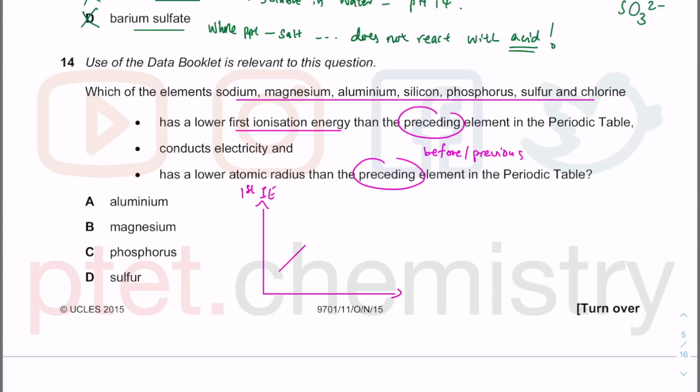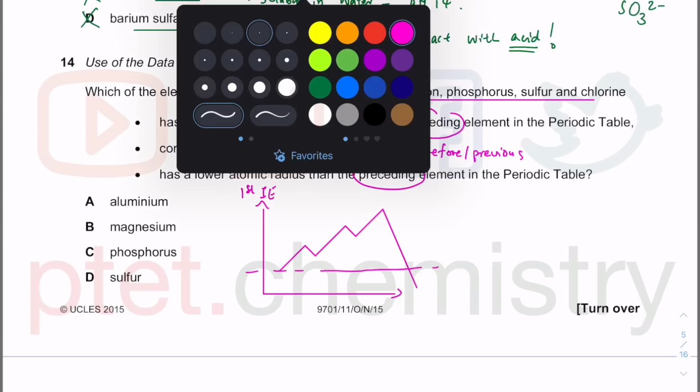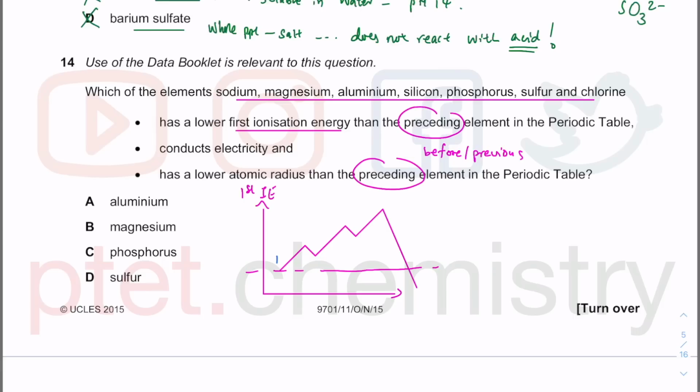We know that across a period it will rise up, it will drop down, it will rise up, it will drop down, it will rise up, and it will go all the way down there. In terms of position, this is your group 1 metal, so there is going to be sodium. The height there is magnesium, and then from magnesium to aluminium, you have the filling of the p subshell. When you're removing from the p subshell, it's further away, more shielded compared to the electron in the s subshell, so slightly easier to remove.